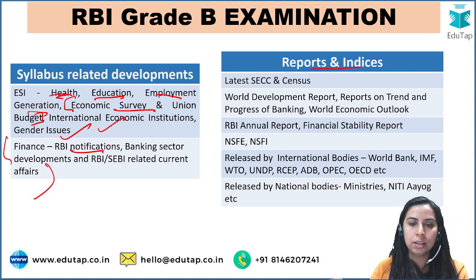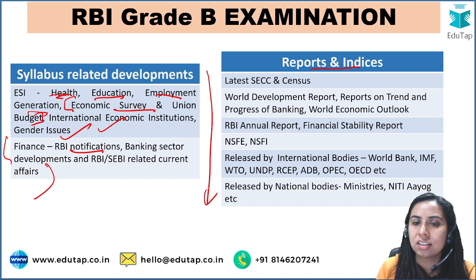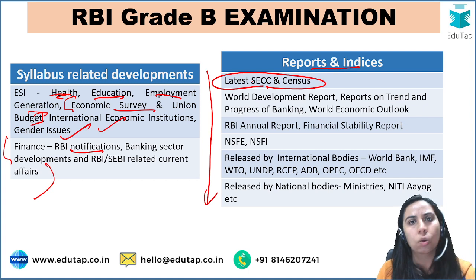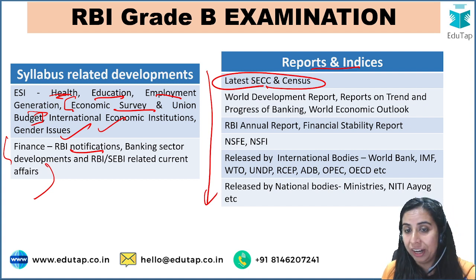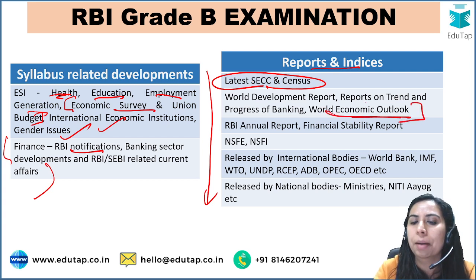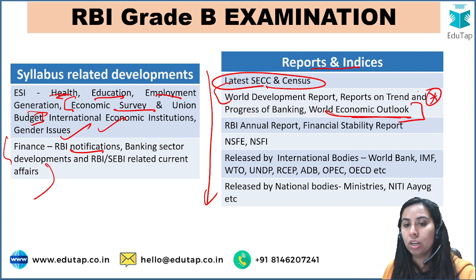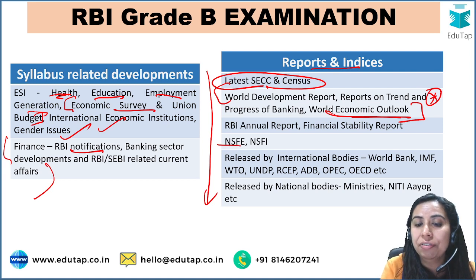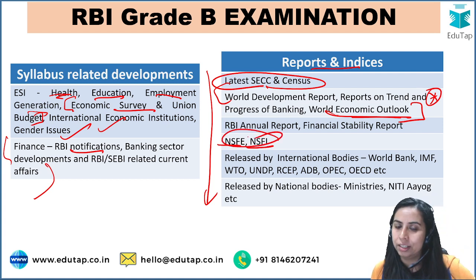Now reports and indices. So there are few reports that are more important. ये मैंने I have written this in majorly priority order. Latest SCCC census. Questions can be asked in any phase. Then World Development Report, report on trend and progress of banking, world economic outlook, again mentioned in syllabus of phase 2. So questions can be asked. Then RBI annual report, financial stability report, NSFE and NSFI. These are strategies for financial education and inclusion by RBI itself.